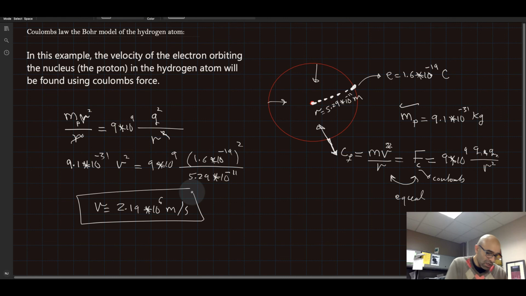Can you imagine how fast that guy is going around the nucleus? It's about 2 million meters a second. But I bet this guy can go around the Earth in less than a second. That's what I can tell you.